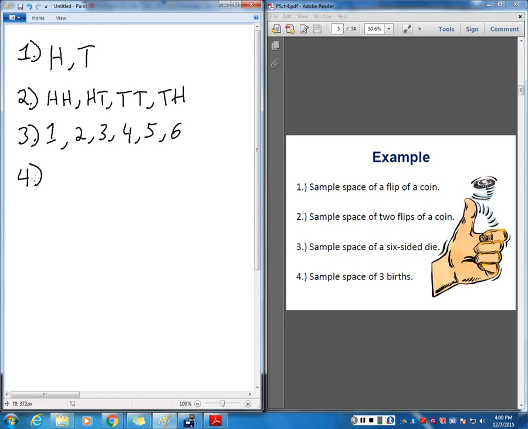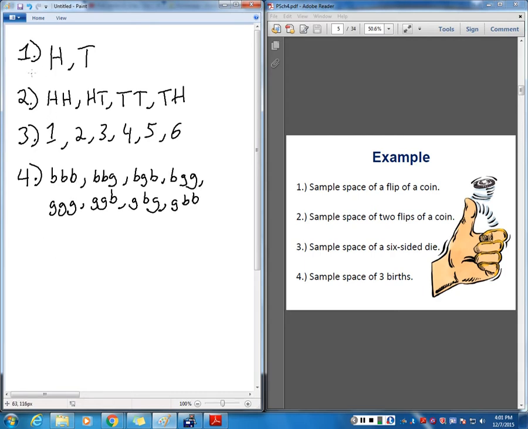And number four, the sample space of three births. Let's assume boy or girl. You can get boy, boy, boy in three births. Boy, boy, girl. Boy, girl, boy. Or boy, girl, girl. You can also get girl, girl, girl. Girl, girl, boy. Girl, boy, girl. Or girl, boy, boy. Those are the possibilities.